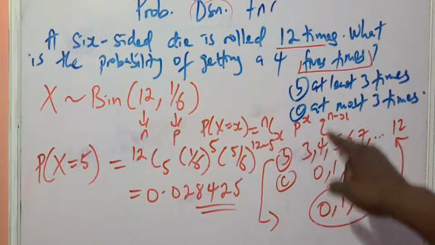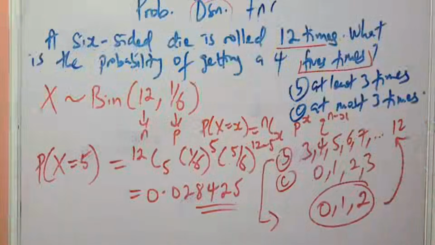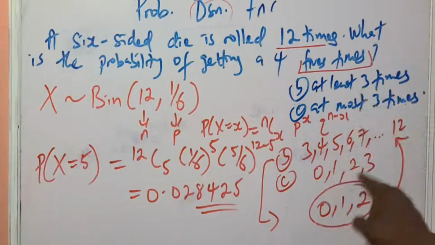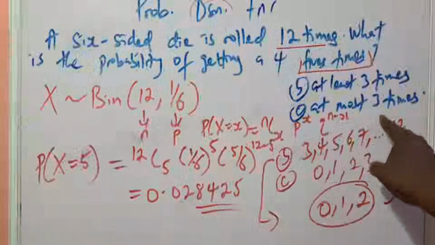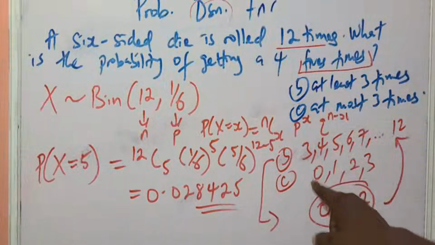So if you have to find at least 3 for a long experiment like this, instead of going on to find for 3 to 12, you can just go on to find for at most 2, not at most 3, at most 2. At most 3 will be 0, 1, 2, 3, which will not be the complement of this one, because 3 is included in both. But at most 2 will be 0, 1, 2.